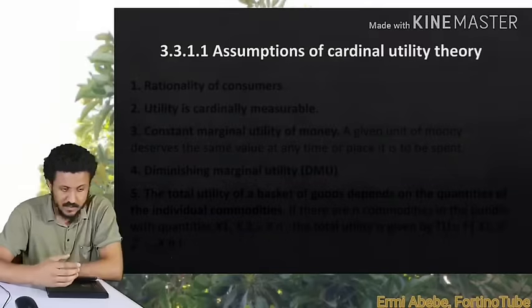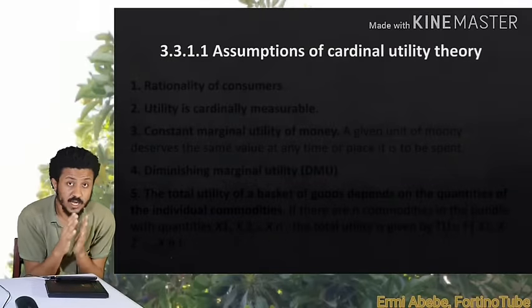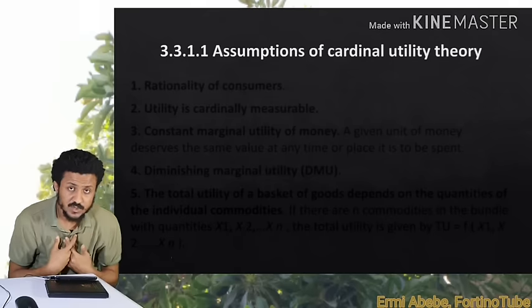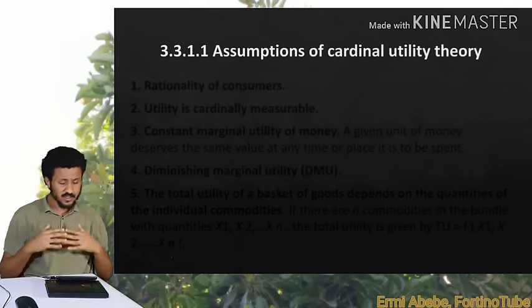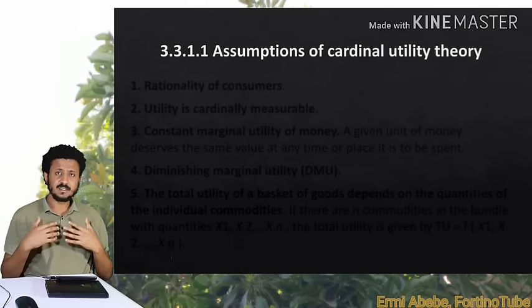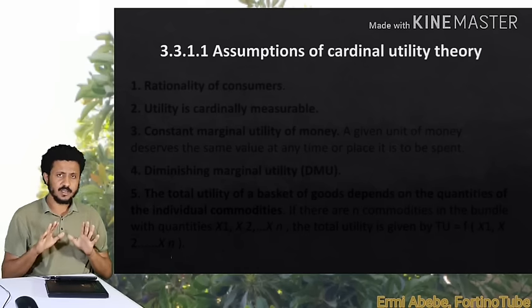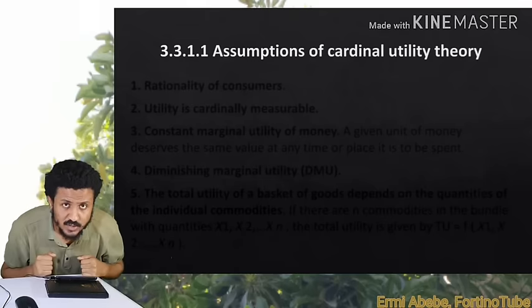Then, how many approaches do we have to measure our satisfaction from consumption? We said that we have two. What is the first one? The first one is a cardinal approach or cardinal utility theory. Okay. You want to discuss this theory?